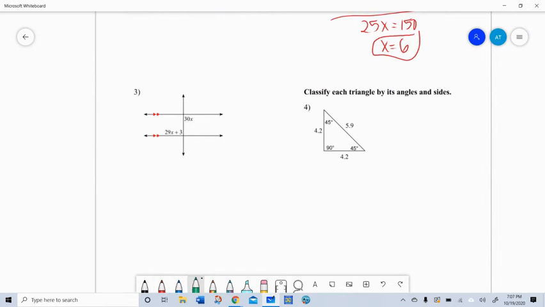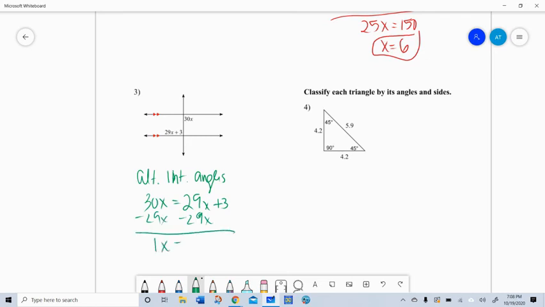These 2 guys down here are alternate interior angles. And we know that alternate interior angles are congruent. So we would set 30x equal to 29x plus 3. If we wanted to solve, we'd subtract 29x, and we would end up with 1x equals 3, which is x equals 3.